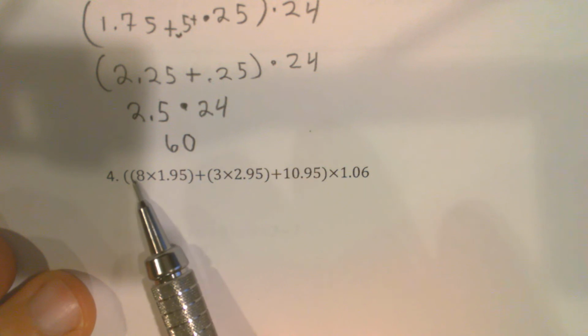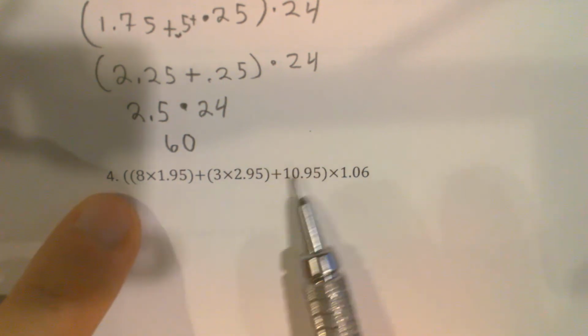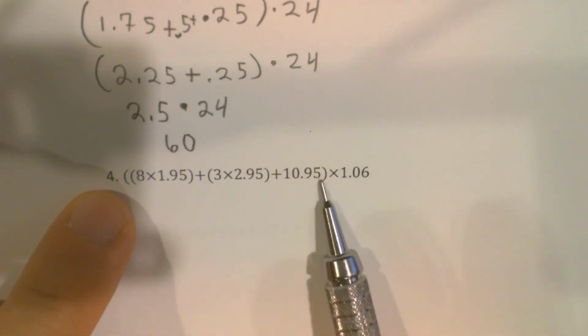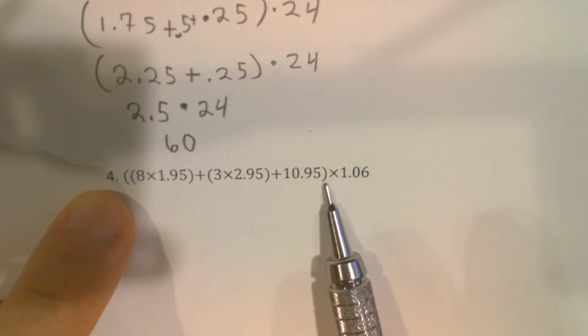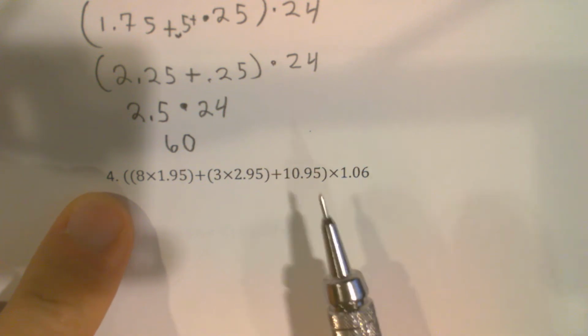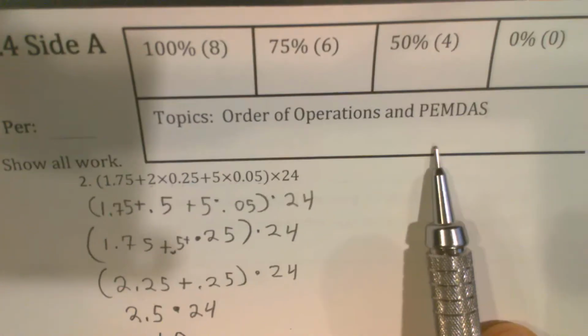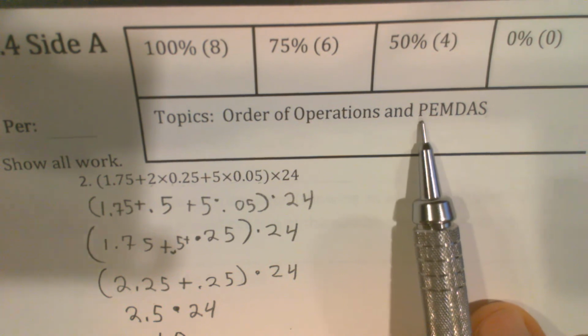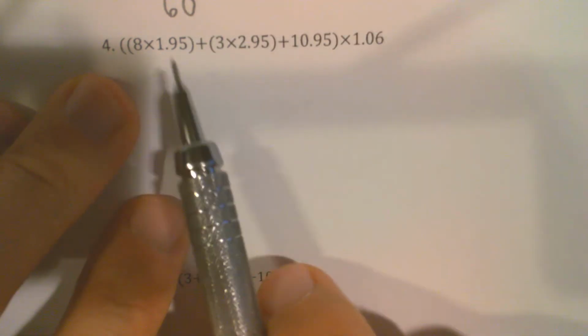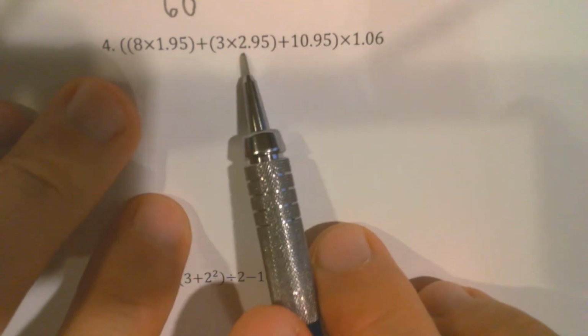Okay, so now we have one main parenthesis. Looks like it goes all the way from here, all the way to here. Inside that parentheses, remember PEMDAS resets. So we go back, is there any more parentheses? And in this case, the answer is yes. So we have to do the innermost parentheses, and we're going to work our way out.